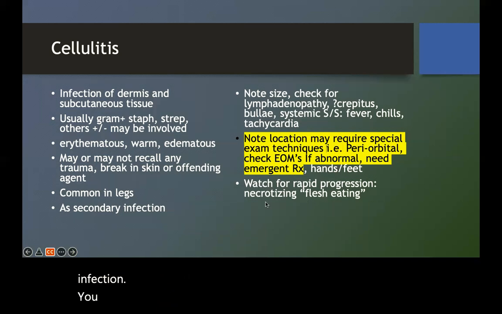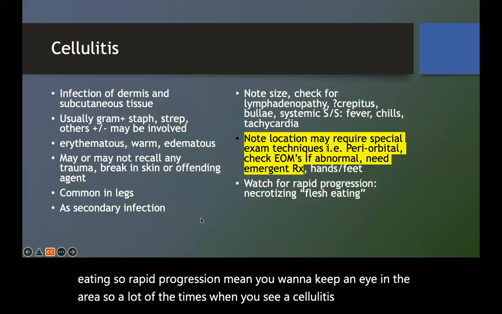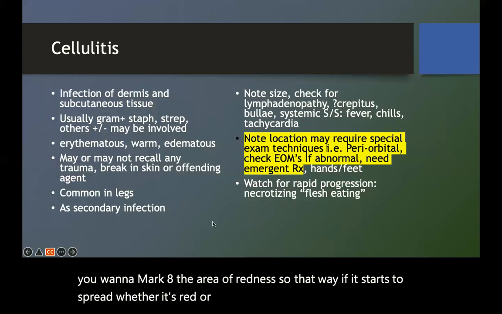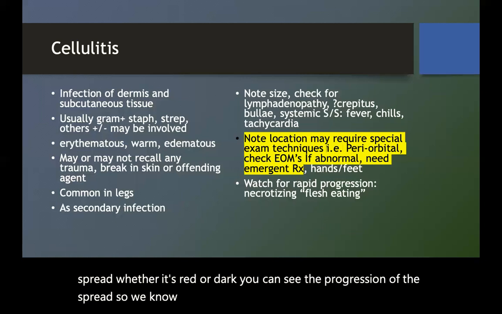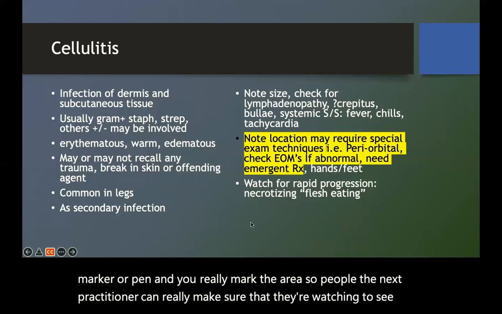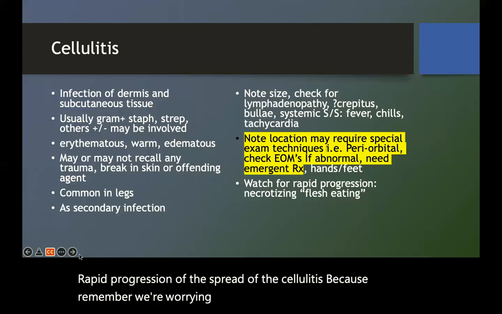You want to watch for rapid progression of the necrotizing, flesh-eating infection. So rapid progression meaning you want to keep an eye on the area. A lot of the times when you see a cellulitis in a patient, you want to mark the area of redness, so that if it starts to spread, whether it's red or dark, you can see the progression of the spread so we know what's happening. Make sure you get a nice marker or pen and really mark the area so the next practitioner can make sure they're watching for any rapid progression of the spread of the cellulitis. Because remember, we're worrying about any kind of flesh-eating bacteria.